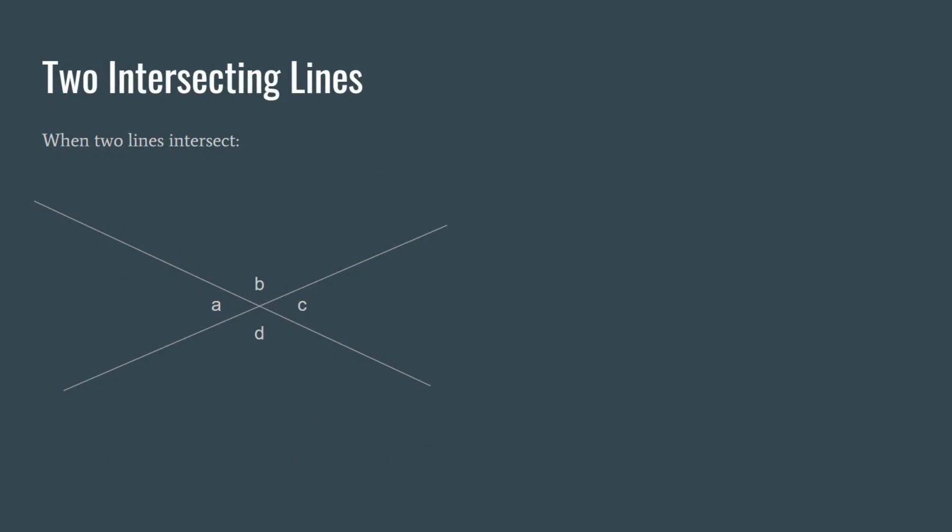When two lines intersect as such, angle A is equal to angle C by the opposite angle theorem. The opposite angle theorem states that two angles opposite from each other are equal. This means A and C are equal and B and D are equal.